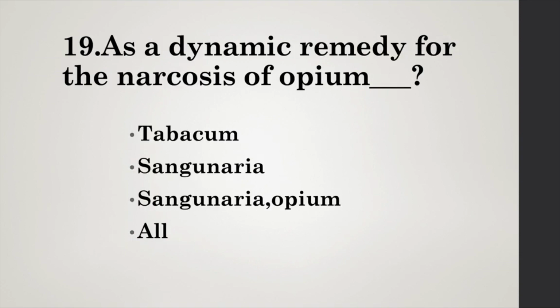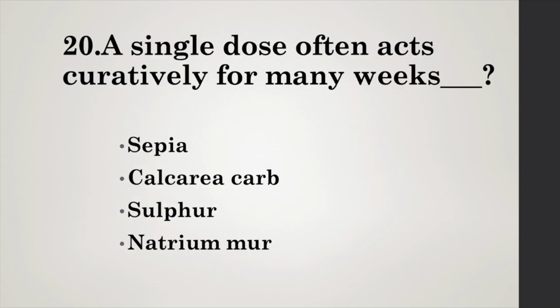As a dynamic remedy for the narcosis of opium. Options: tobacco, sanguinaria, sanguinaria and opium, all of the above. Answer: sanguinaria. A single dose often acts curatively for many weeks. Options: sepia, calcarea carb, sulfur, natrum mur. Answer: sepia.